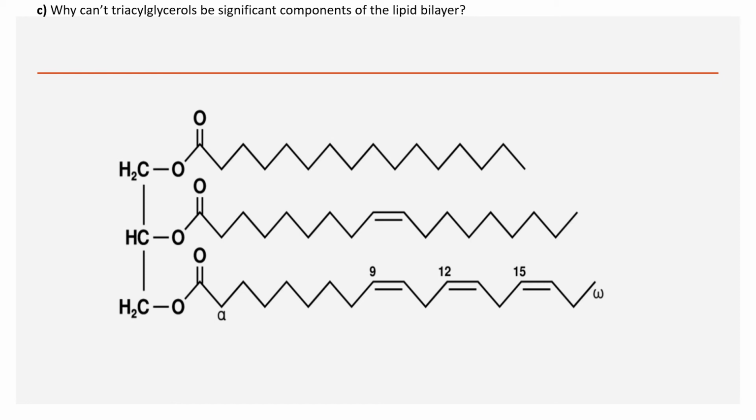Why can't triacylglycerols be significant components of the lipid bilayer? If we remember what a triacylglycerol is, it's just this right here. You have your glycerol with carbon 1, carbon 2, carbon 3, and then 3 fatty acid tails attached. One thing that we don't see here is any polar head. So there's no polar head groups.